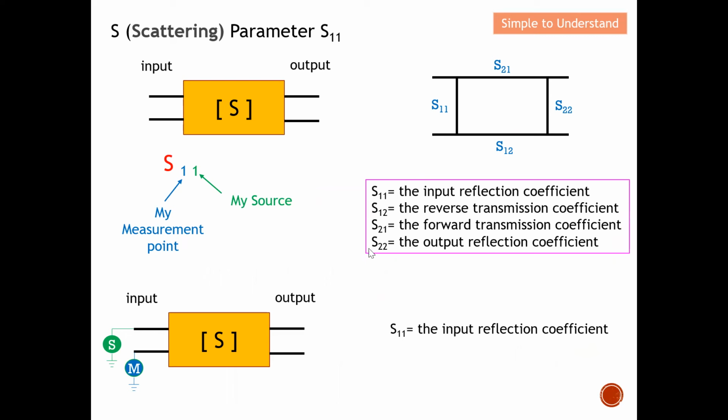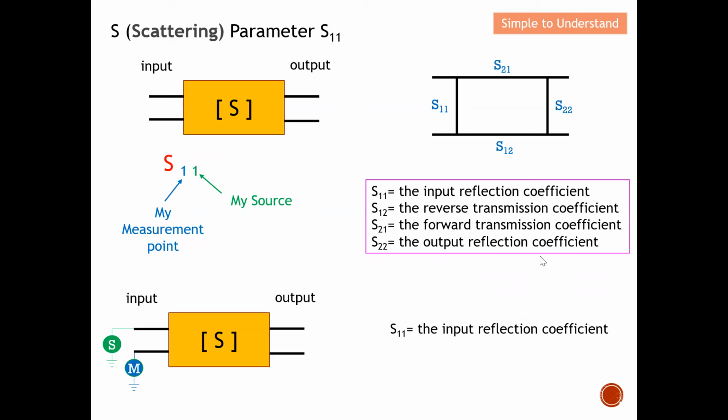The names of the S parameters are mentioned here. S11 is called the input reflection coefficient. S12 is called the reverse transmission coefficient. S21 is the forward transmission coefficient. And last but not least, S22, which is the output reflection coefficient.